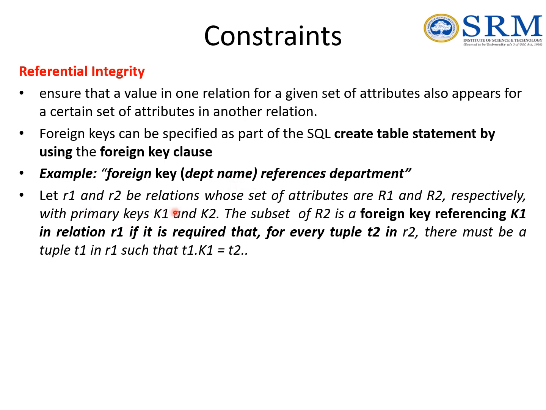Let R1 and R2 be relations whose sets of attributes are R1 and R2 respectively, with primary keys K1 and K2. A subset of R2 is a foreign key referencing K1 in relation R1 if it is required that for every tuple T2 in R2, there must be a tuple T1 in relation R1 such that T1.K1 is equal to T2.